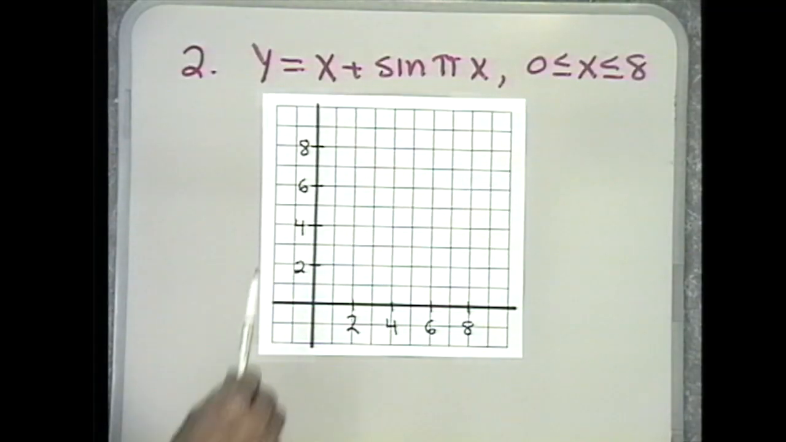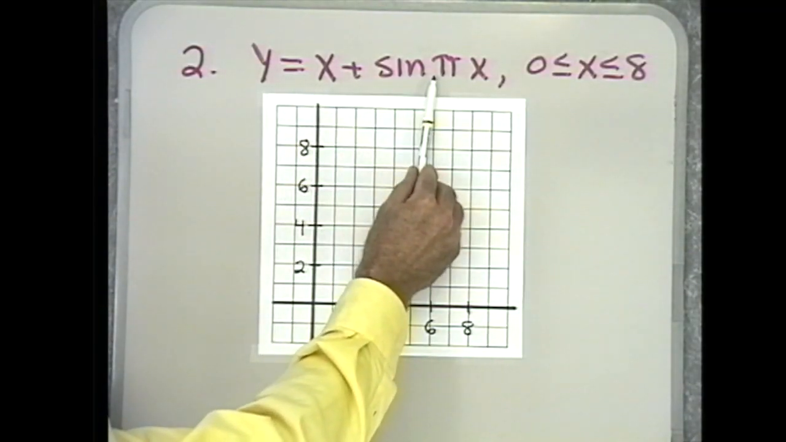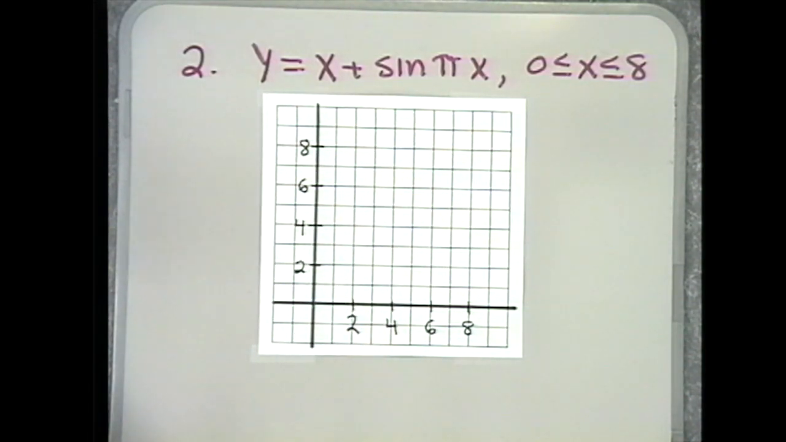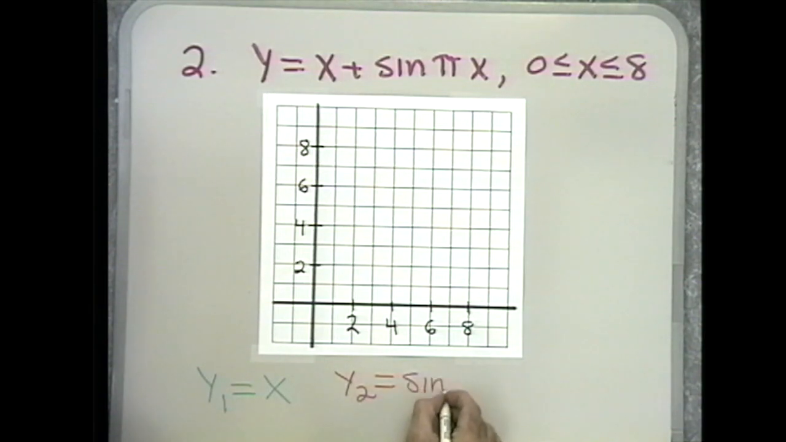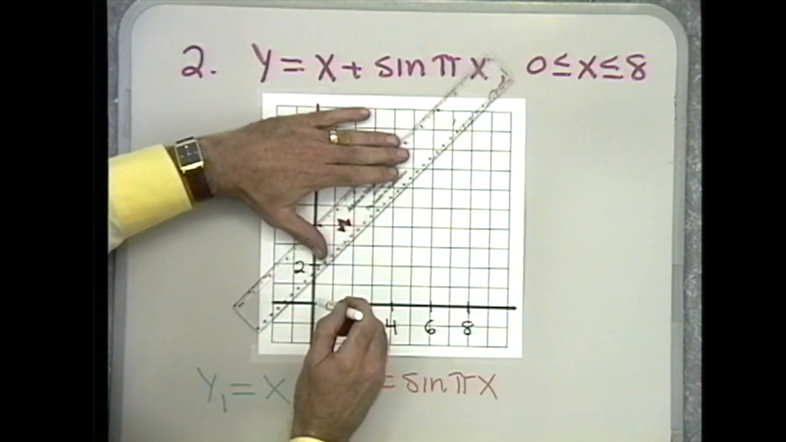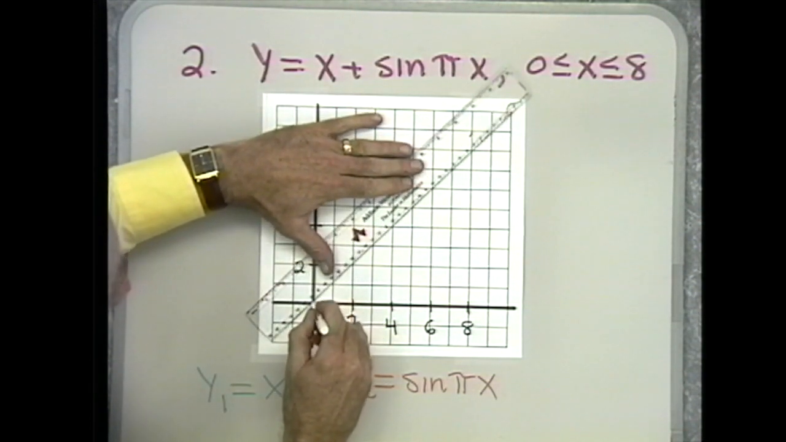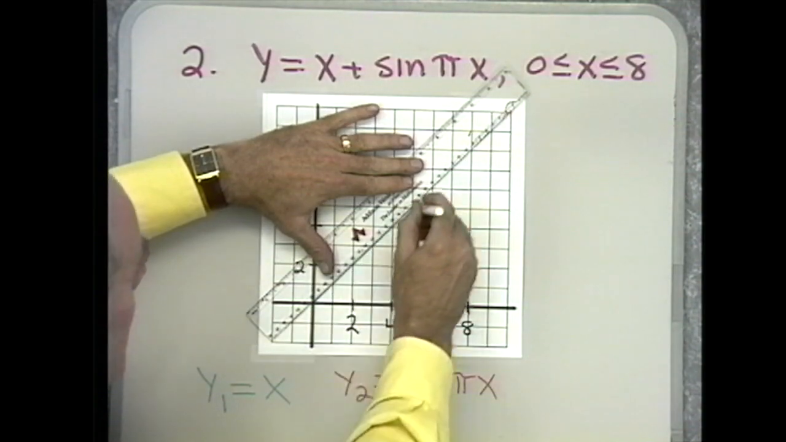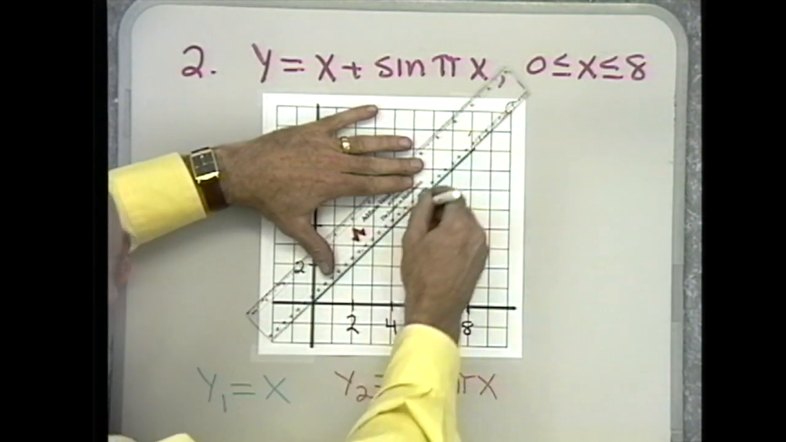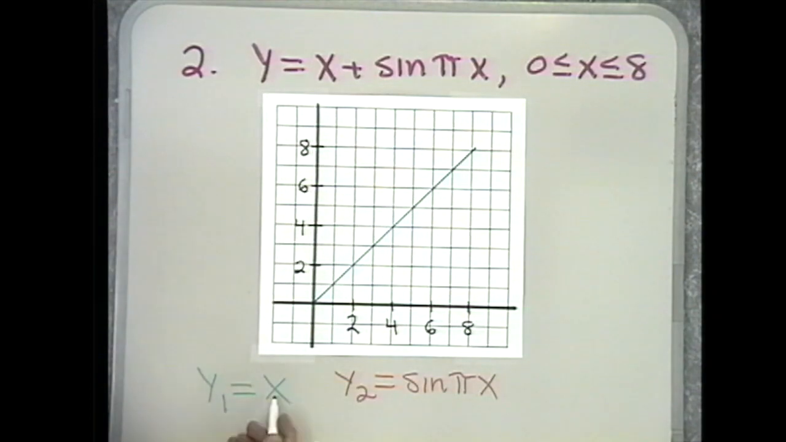This time I have a combination of an algebraic function and a trigonometric function. So I'm going to do the same type of thing, and I'm going to say let's let y1 be equal to x, and I'll let y2 be equal to sine pi x. Now let's graph y1 first. y1 is equal to x, so that will be easy to do. It's just a straight line. Starts at the origin, and I'll just make it go up to 8, 8. So here is the graph of that first function, y1 is equal to x.